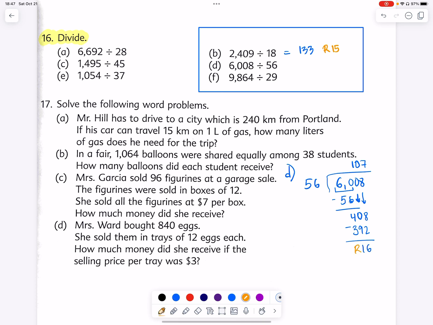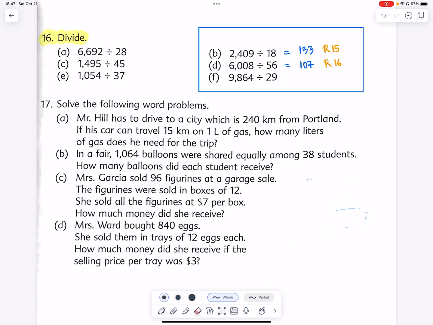Notice our remainder of 16 is again smaller than our divisor. That means we've divided correctly. Let's put down remainder of 16, and the quotient is 107. Oh, how beautiful. I love the combination of blue and orange, my favorite. Unfortunately, I have to erase this gorgeous work.